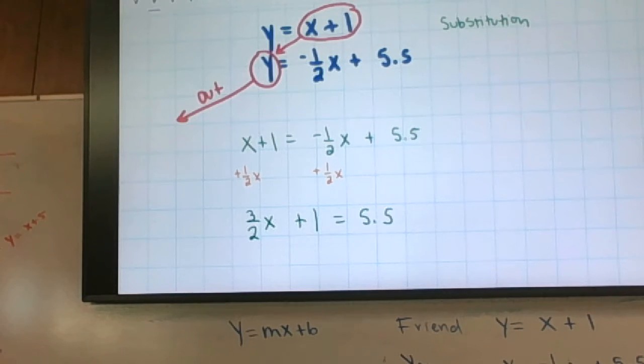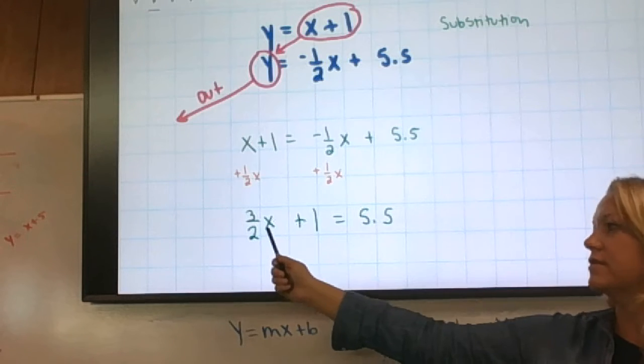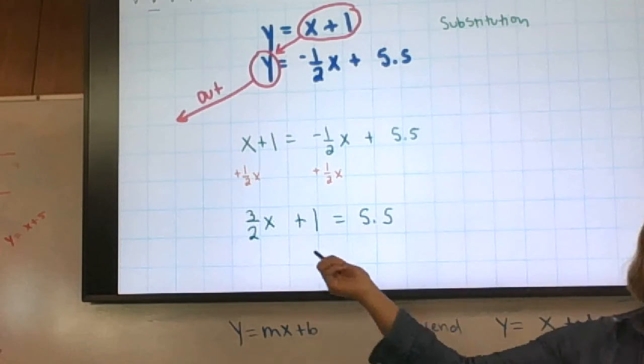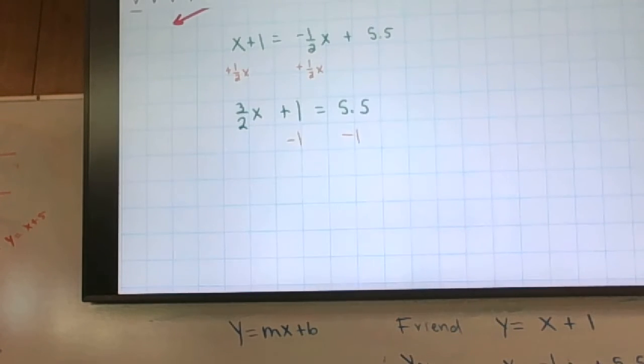Are you okay with that? So you could have written 1.5. That's okay, but I did 3 over 2. I just prefer that. Minus 1. And now I'm set up to multiply by the reciprocal.